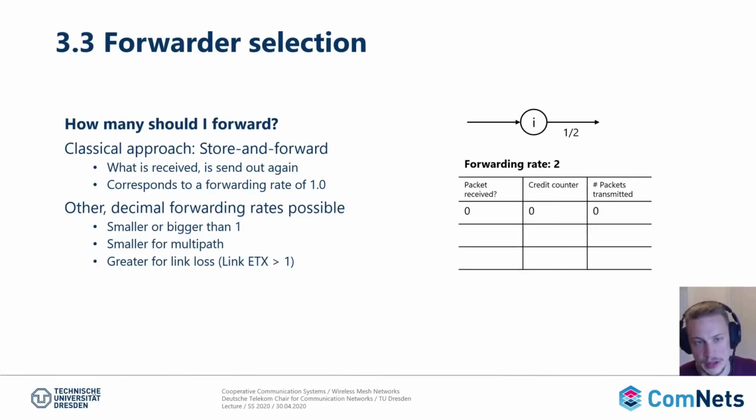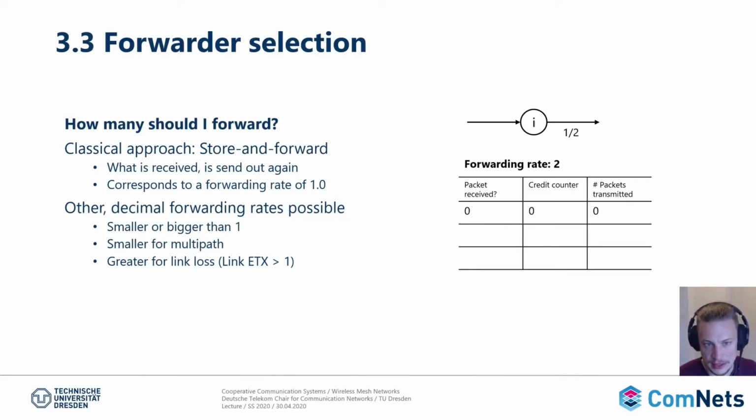In mesh networks, however, it can make a lot of sense to use other forwarding rates than 1.0. So they can be smaller or bigger than 1. Smaller is especially useful for multipath. We come to this in the next lecture.